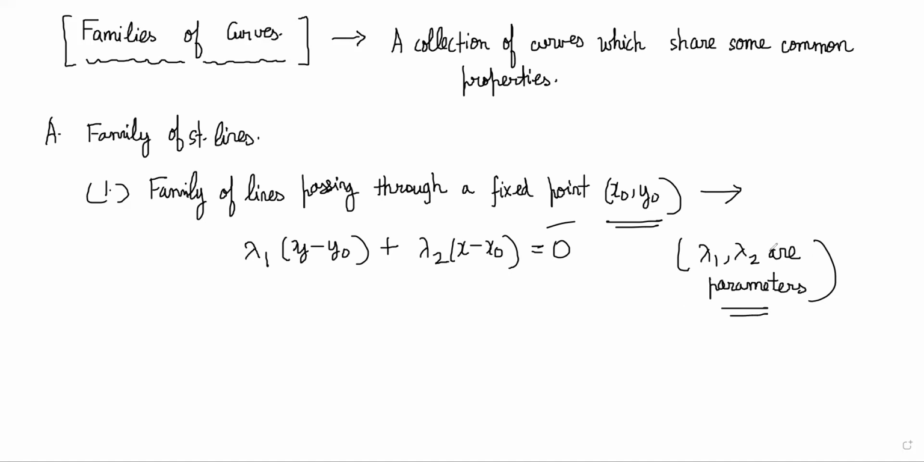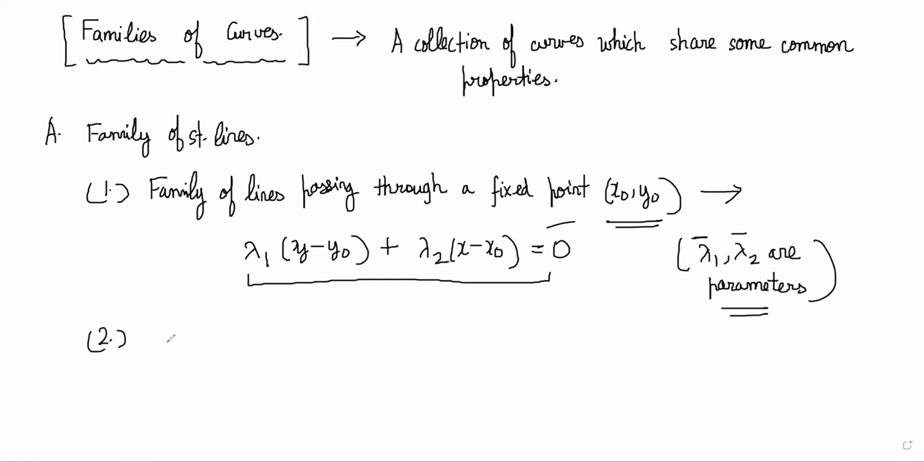Lambda 1 and lambda 2 are constants or parameters whose values we can tinker with, and this is a linear equation in x and y, and it will definitely pass through x naught and y naught. So this must be a straight line. The slope is obviously given in terms of lambda 1 and lambda 2, right? So this is the family of straight lines equation that passes through a fixed point x naught y naught.